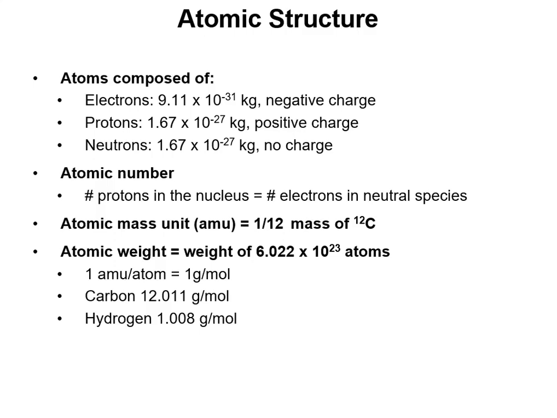So 1 atomic mass unit per atom is equivalent to 1 gram per mole. So when you read atomic weights off of a periodic table, you can use those numbers as a number of grams per mole of that element. If you wanted to get the weight in grams per atom, individual atom, you would just divide by Avogadro's number. So carbon, for instance, is 12.011 grams per mole. Hydrogen is 1.008 grams per mole.